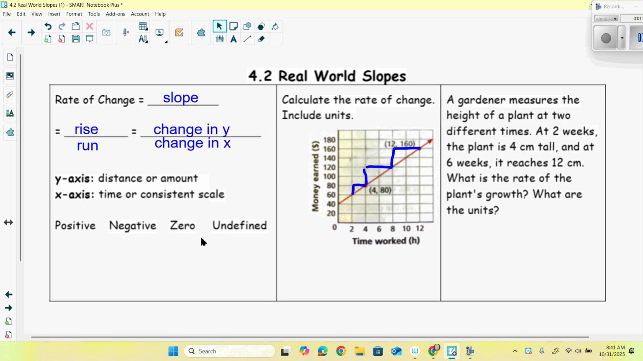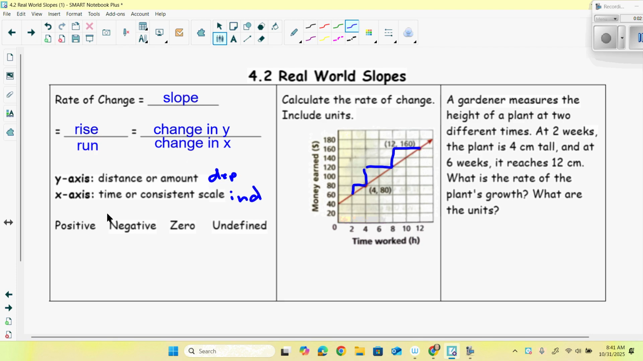Anyway, changing y over changing x is a way we can calculate that. So in this situation, it's going to work out okay. We've got numbers we can label as y1 or y2, x1 or x2. All right. When we think about the y-axis, again, this is going to be our dependent variable. And this one's going to be our independent.